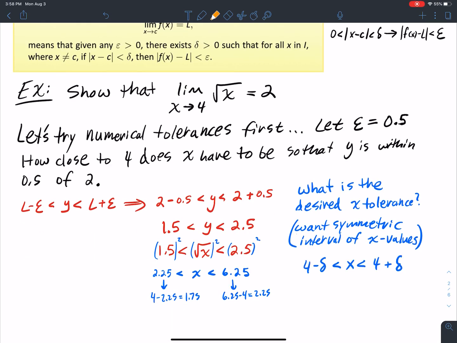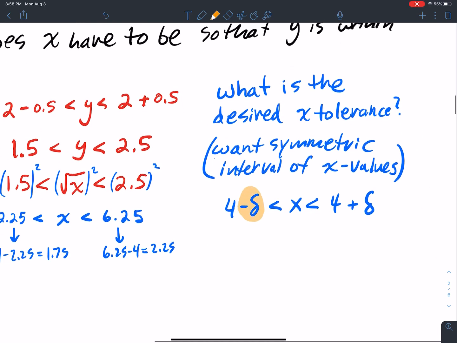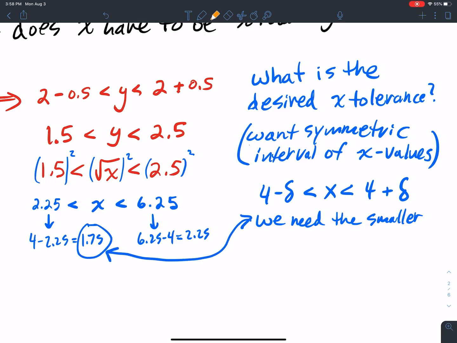Okay? So let's do that. So x is going to be 4 minus delta and 4 plus delta. Okay, by definition. All right. Now, what is delta? Delta needs to be the smaller of the two. Which one is smaller? That's the 1.75.